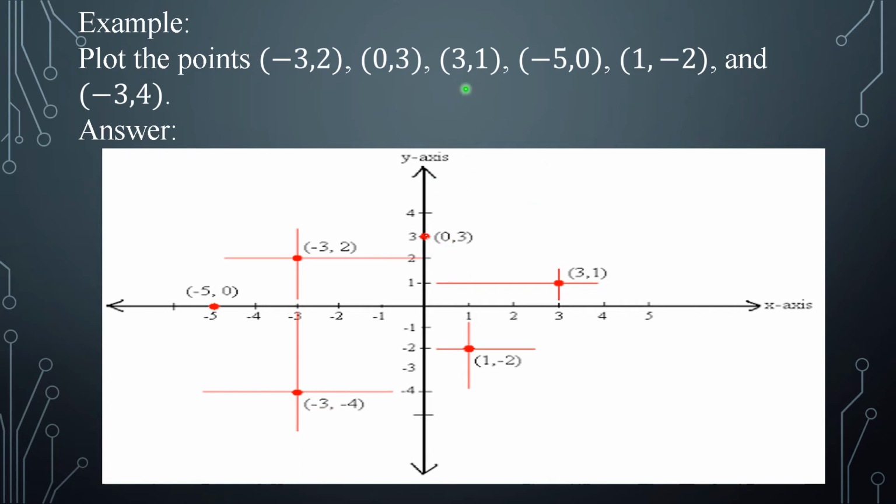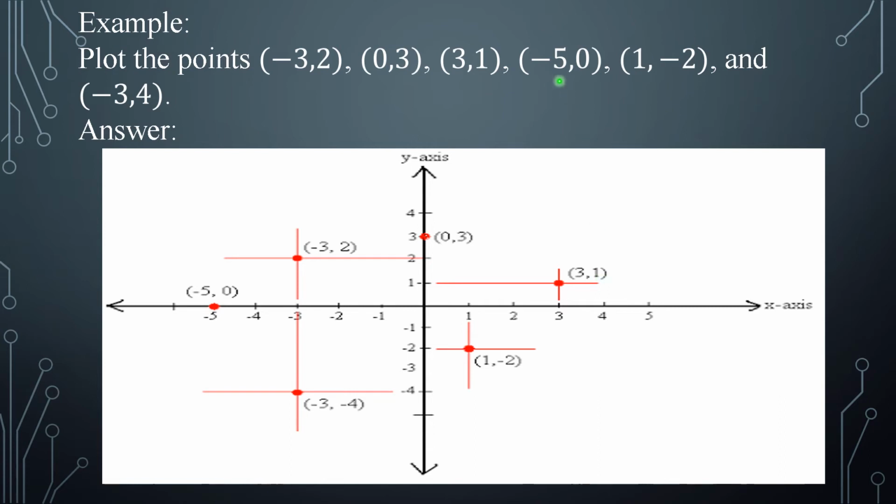Next, we have 3, 1. So 3, move 3 units to the right: 1, 2, 3. And then 1 unit up. So that's 3, 1. Or you can do 3, this is the x-coordinate, and then 1, the y-coordinate, and then get the intersection. That's 3, 1. Take note, you will start with 3, the x-coordinate, and then y-coordinate 1.